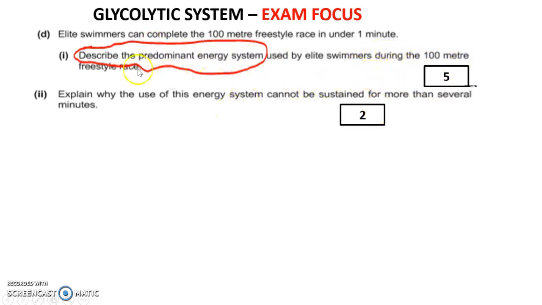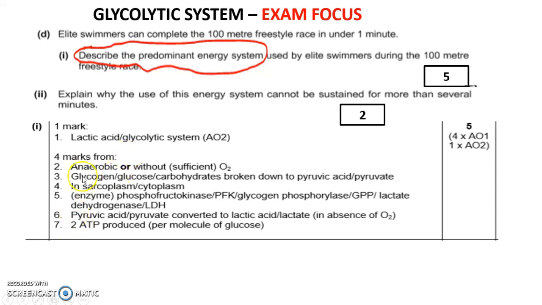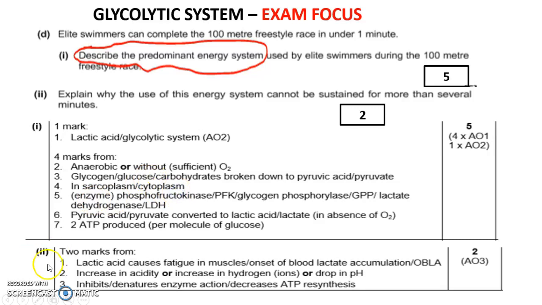But if you did too much and didn't read part 2, this asks you to explain why the use of this energy system cannot be sustained for more than several minutes. That was the negative impact of lactic acid. So if you see here, part 1 is talking about the right system, the glycolytic system, and the process by which you use it. Make sure you've got 5 from there, 1 and then another 4. And then the second part asks you to talk about the idea of lactic acid and the negative effects of it. So you're talking about acidity, pH, enzyme inhibition, and stuff like that. That would be the kind of stuff you're looking at there.